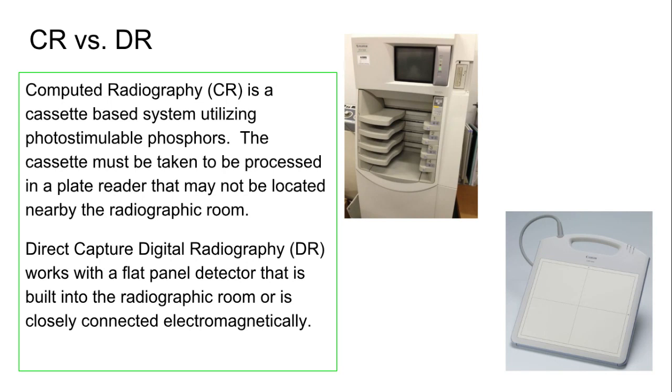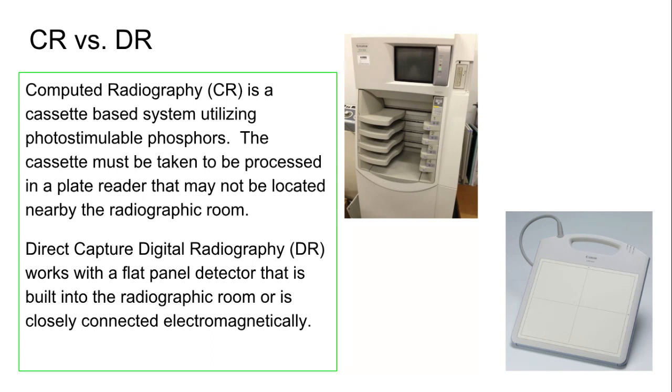And that's going to be a little bit later on. And then we're going to compare the process for both of these, but we're going to compare that to direct capture digital radiography, or DR, which works with a flat panel detector. These flat panel detectors can be built into the radiographic room inside of each bucky in the table or the upright. Sometimes they are connected to one bucky but can extend to the other via a long cord.